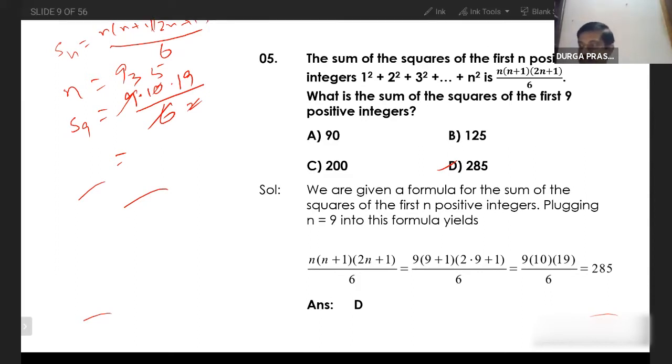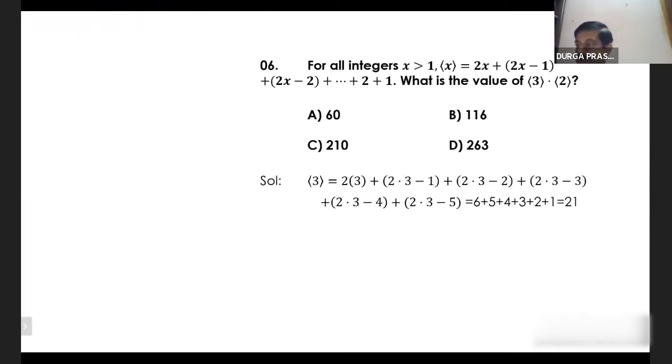Okay, children, let us go to the next question. For all integers x greater than 1, there is some bracket notation given. That means it is 2x plus 2x minus 1, and so on up to 1. Means starting from 1 to 2x, the sum of all the values.